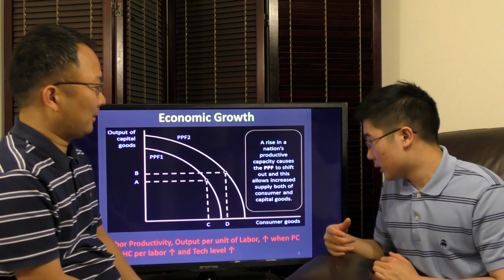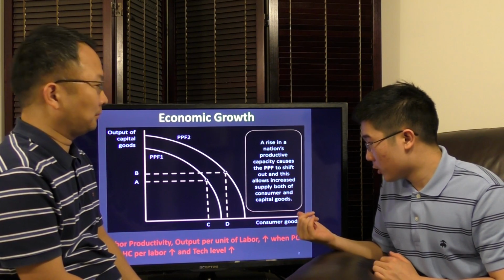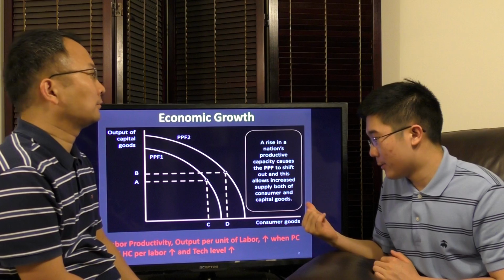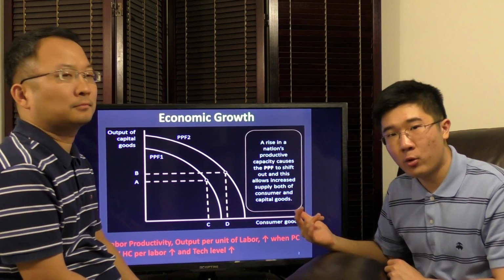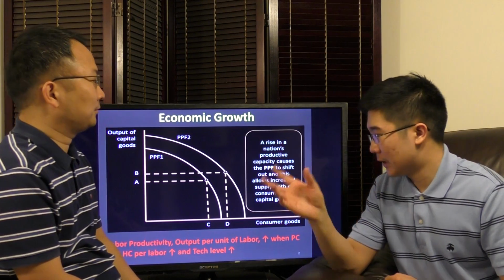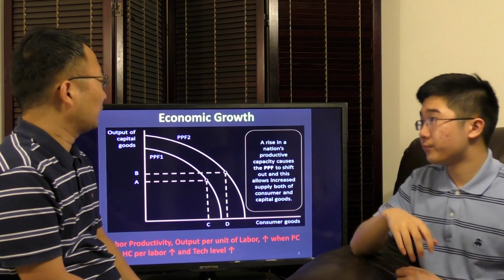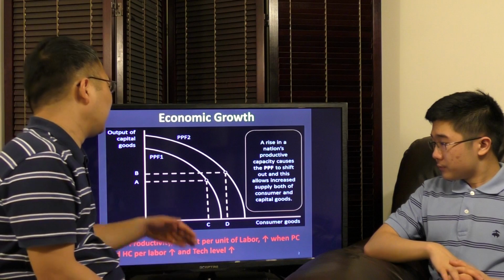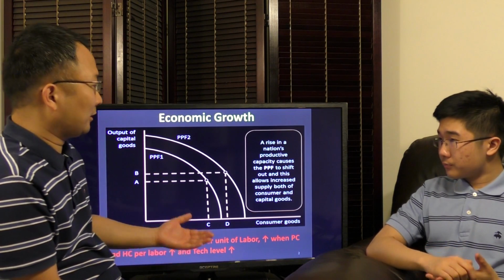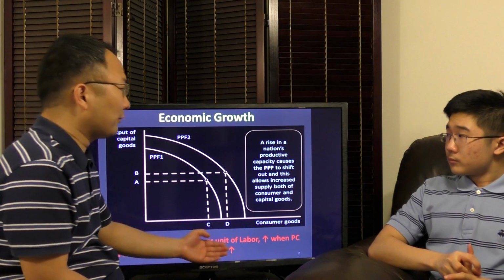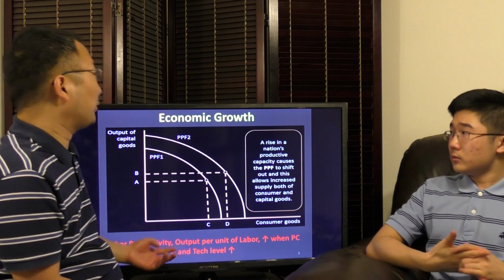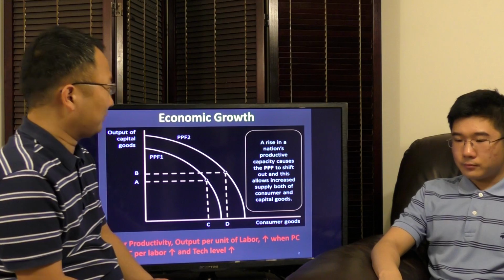Yeah. So basically, when physical capital and human capital per labor increase, one or both, or technology levels increase, then labor productivity increases overall. Even if the labor participation rate remains the same, labor productivity could increase due to different factors, for example, physical capital, human capital, or technology improvements.